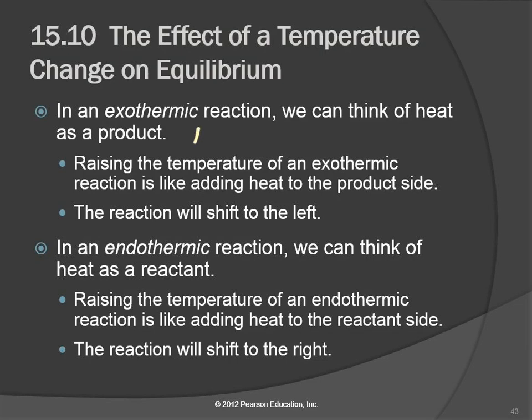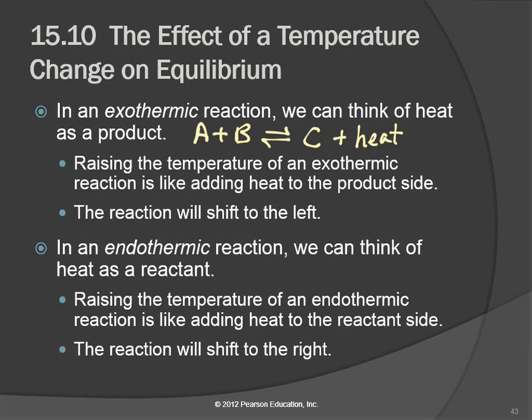So if we had A plus B in equilibrium with C, and this was an exothermic reaction, that would mean that when the reaction went in the forward direction, it would release heat. It would produce heat. Heat is a product. Okay? So if we think of heat as a product, then we can answer questions about this equilibrium with temperature changes.